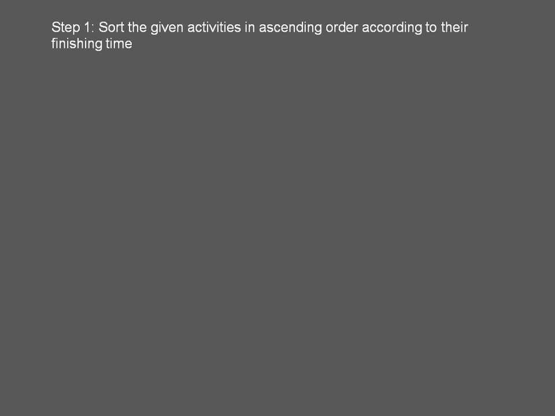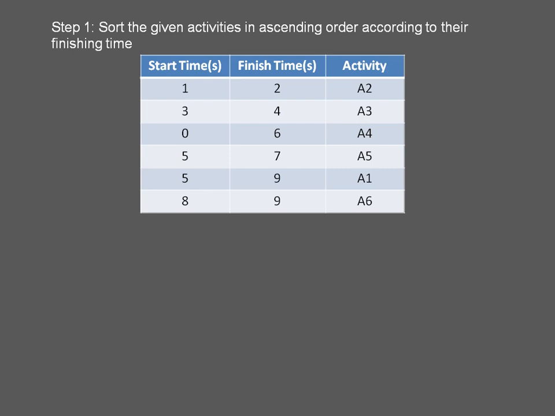Our first step is to sort the given activities in ascending order according to their finishing time. So we sort the table according to the finishing time, and our table will look like this. We sort this table according to finish time, so the finish times are 2, 4, 6, 7, 9, 9. According to this we sort the activities and start times. So A2, A3, A4, A5, A1 and A6 are the activities in sorted order.